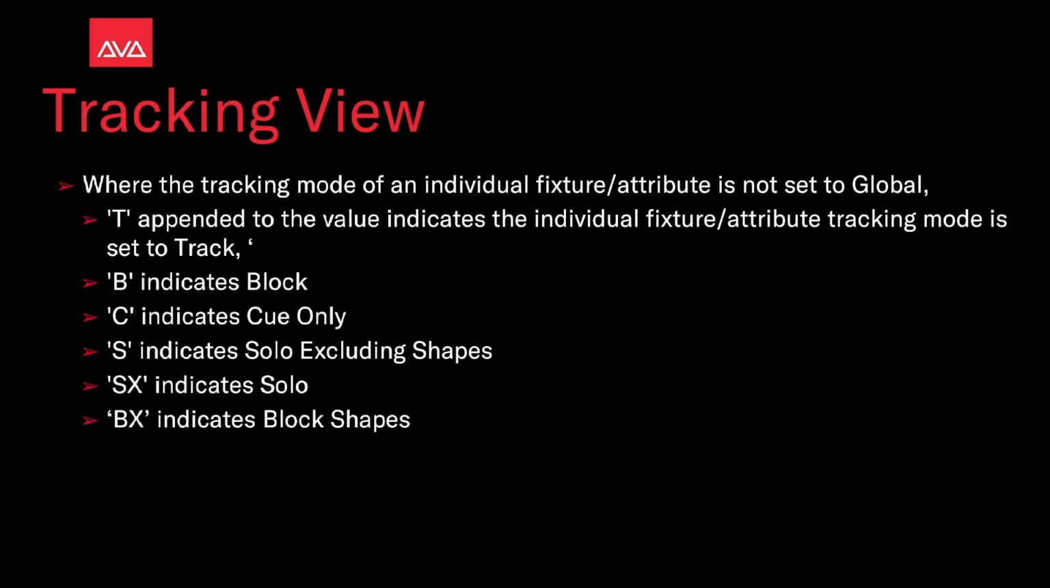If the tracking mode of an individual fixture or attribute is not set to global, a letter is appended to the value. A T appended to the value indicates individual fixture or attribute tracking mode is set to track. A B indicates a block. A C indicates queue only. S indicates solo excluding shapes. SX indicates a solo including shapes. BX indicates a block shapes.